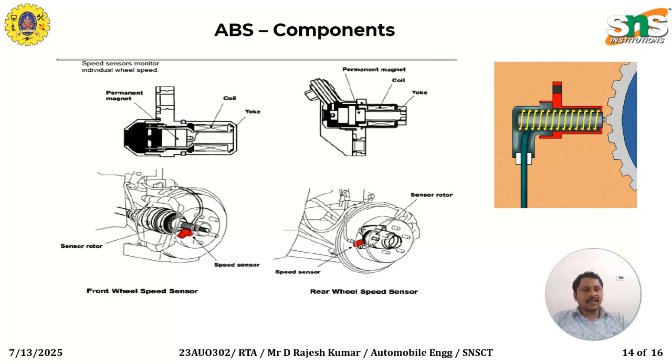If the pulse is not generated, which means the wheel is not in motion. So the generation of pulses depends on the motion of the wheel, right? If the pulse is continuous, or if the pulse is not generated, which means the wheel is in lock position. This is how the ECU of the ABS system detects the position of the wheel.